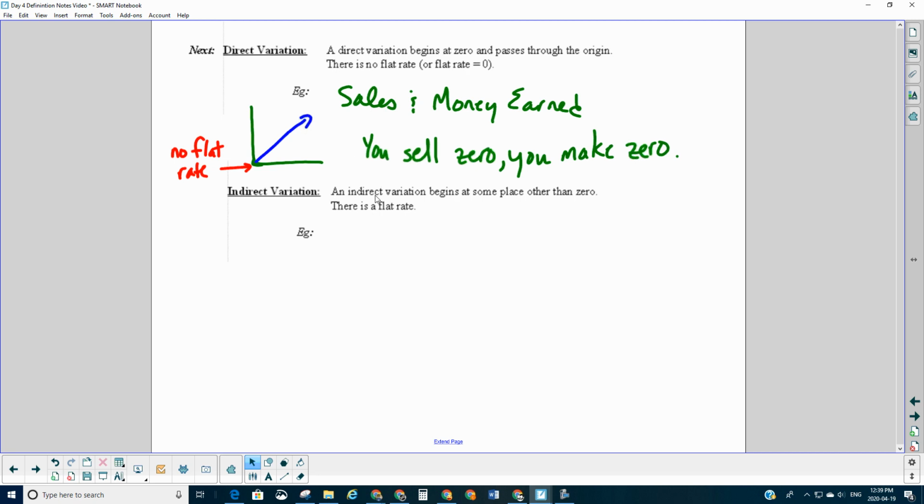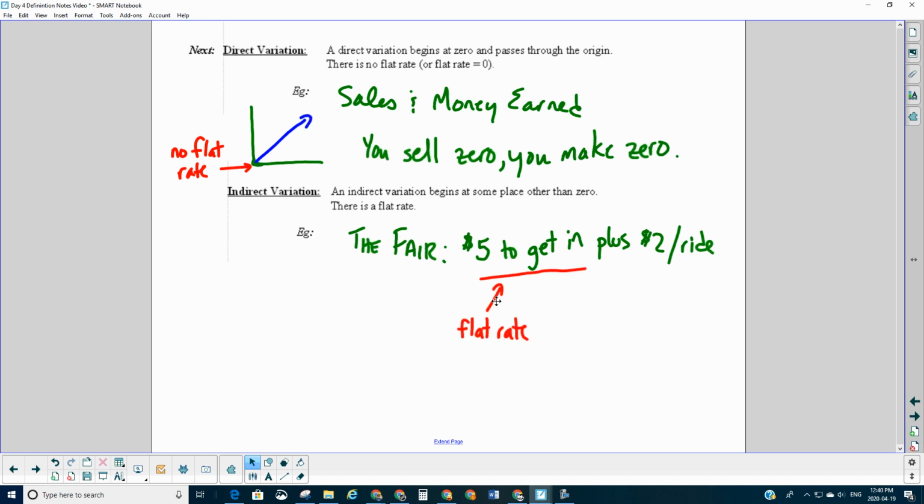Okay, an indirect variation doesn't start here. So what's an example of that? What about our fare? The fare example I use all the time. It costs $5 to get in plus $2 per ride. So the $5 is your flat rate. So even though you ride on 0 rides, you still have to pay $5.